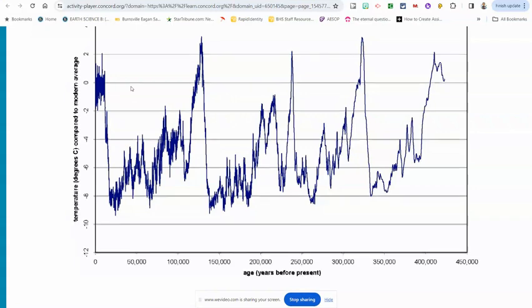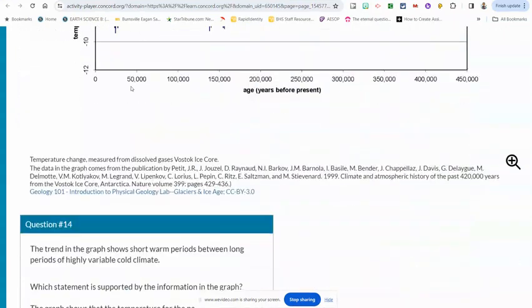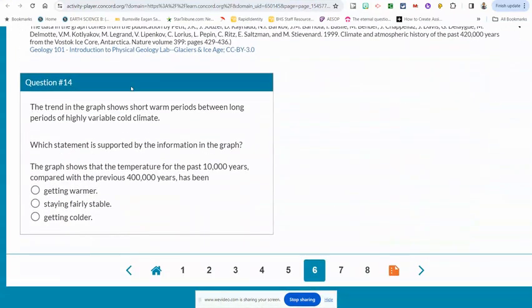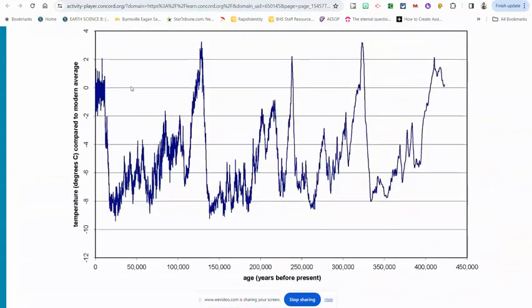Okay, so let's look at the questions. It says the trend in the graph shows short, warm periods between long periods of highly variable cold climate. Which statement is supported by the information in the graph? The graph shows that the temperature for the past 10,000 years compared with the previous 400,000 years has been doing what?